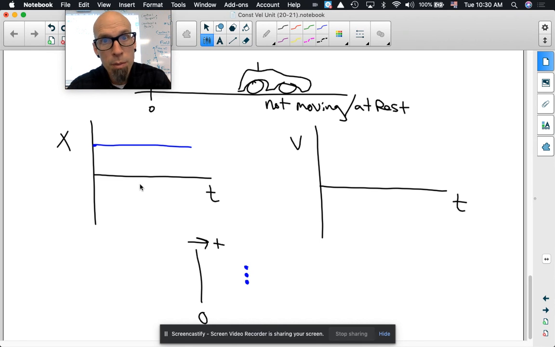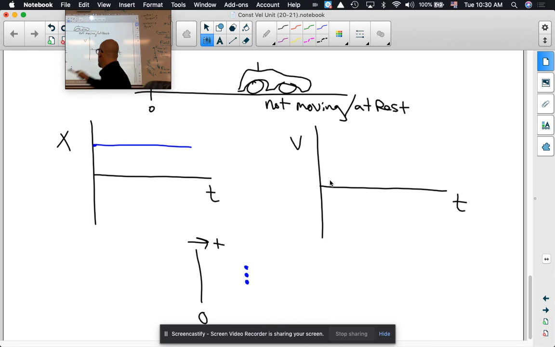Well, then how much velocity is there? Well, if the slope of the position time graph is zero, then we don't have any velocity. Well, where's zero velocity on this graph? On the t-axis. So it has to be here on the actual t-axis, a zero velocity. So it's constant, it's constantly zero. It's not positive, nor is it negative, it's zero itself.